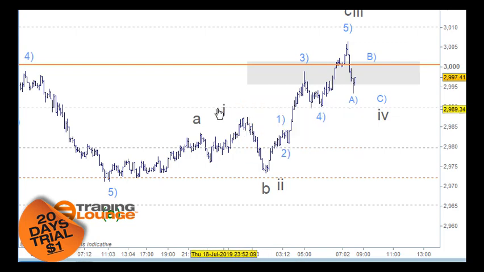Technically we could put wave 1 over here and wave 2 here, that's fine. But then that would give us an expanded flat correction in wave 1 and 2, which don't really occur that much. Well, apparently they don't in the book, in the Bible, so to speak.